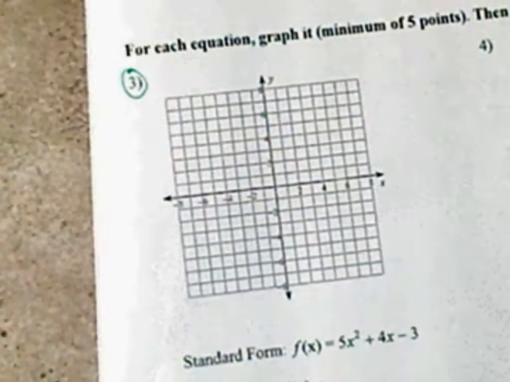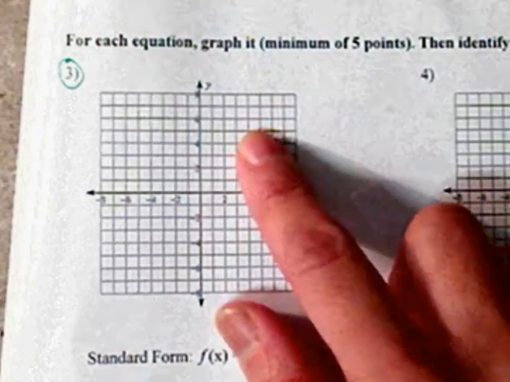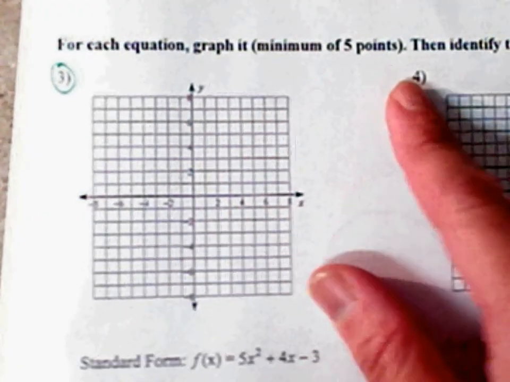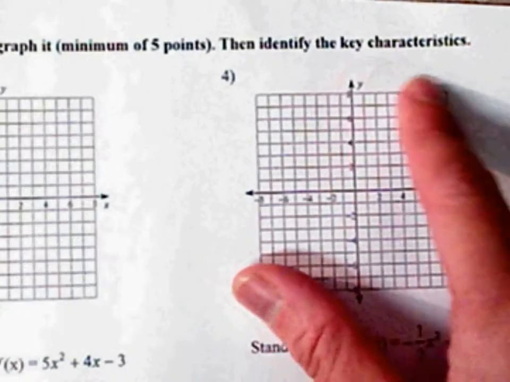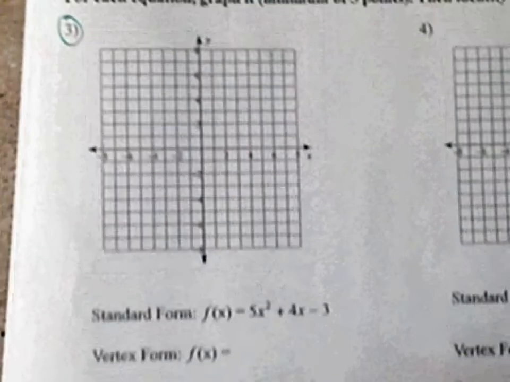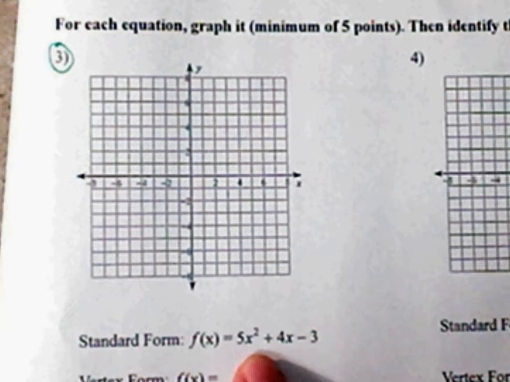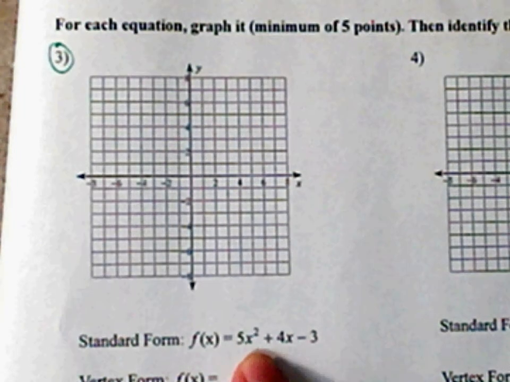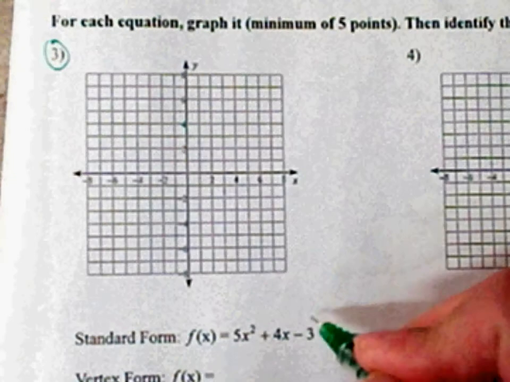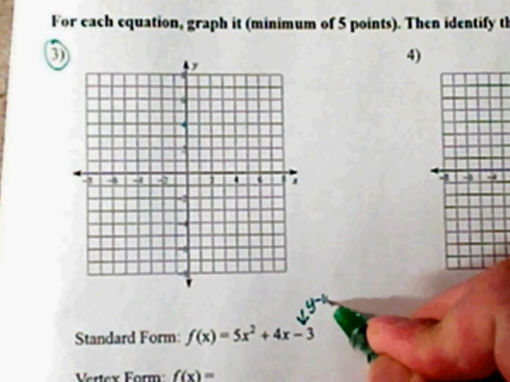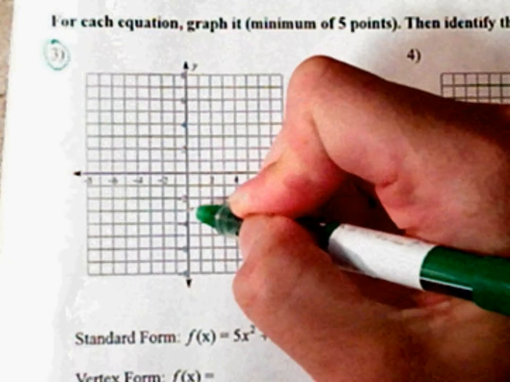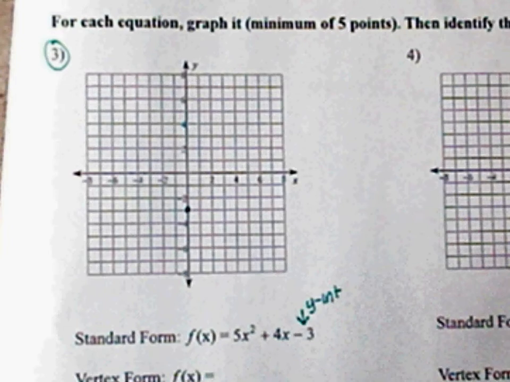So, number 3, you are to graph it, minimum of 5 points, identify the key characteristics, and these are the key characteristics. So, if you will look, you have an equation in standard form, okay? The first point that you will notice is a -3. This is always your y-intercept, so that one point is going to be right there.